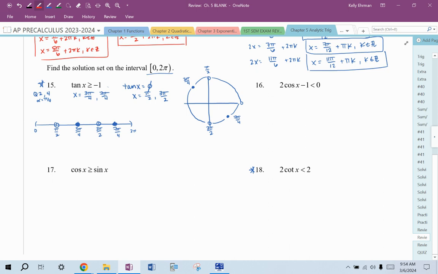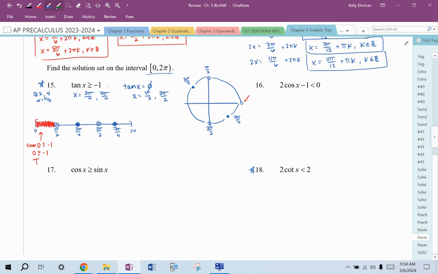So remember, as long as it's not undefined, you can plug in 0. 0 is included in our solution set anyway, so we can test 0 for this first interval. Tangent of 0 is greater than or equal to -1. We're checking for true or false statements here. So tangent of 0 is 0, which is greater than or equal to -1. That's true. So we're going to shade this first solution set.